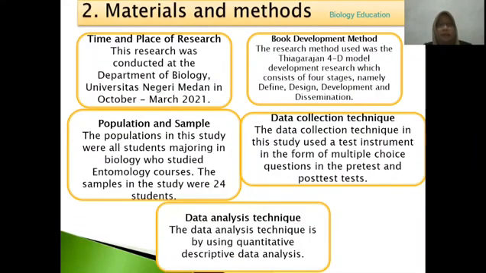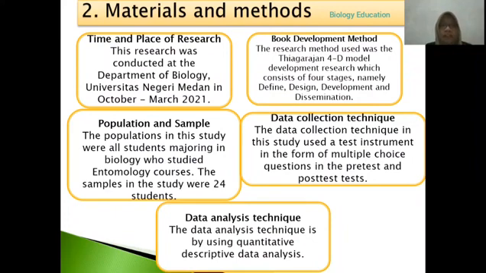And then materials and methods in my journal consist of time and place of research. This research was conducted at the Department of Biology, Universitas Negeri Medan in October through March 2021. And book development method, the research method used was the Thiagarajan 4D model development research, which consists of 4 stages, namely define, design, development, and dissemination.